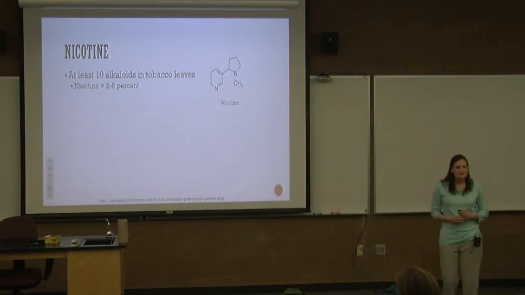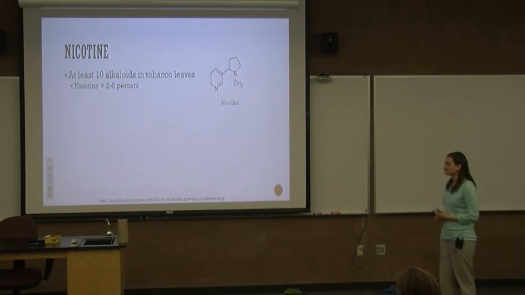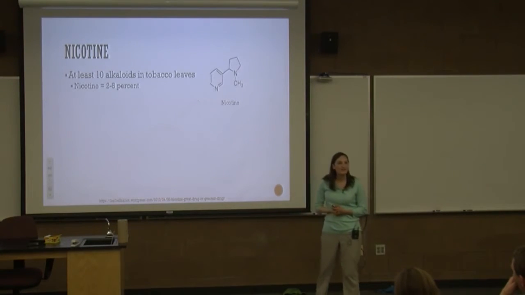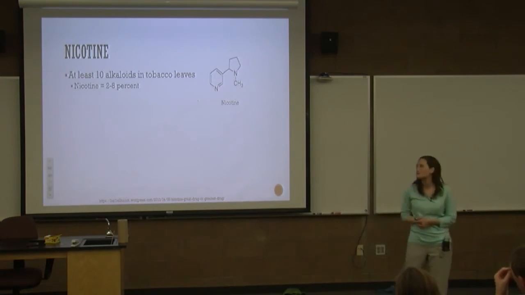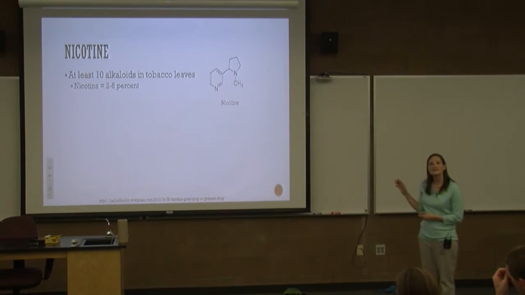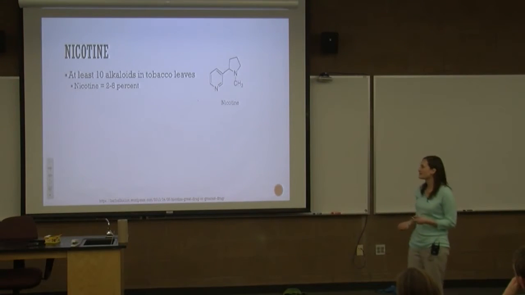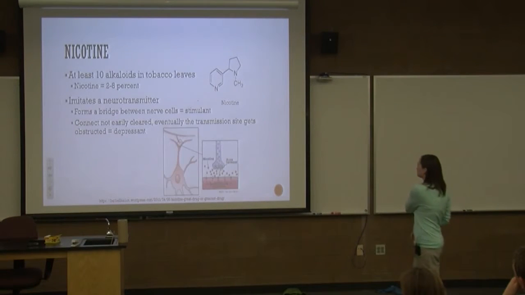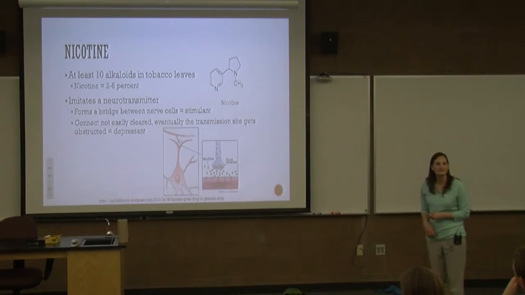So there are a bunch of alkaloids in tobacco leaves, at least 10. I'm only going to look at nicotine. So you can see nicotine is a much smaller, much simpler structure than morphine. And leaves contain anywhere between 2 and 8% of this. It depends on how they're cultivated, where they're grown, how the leaves are dried, things like that. So nicotine works a little bit differently than morphine. It still gets stuck where it doesn't belong. That's kind of a recurring theme.